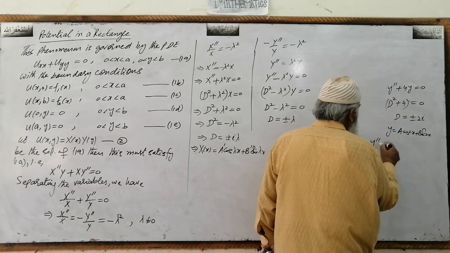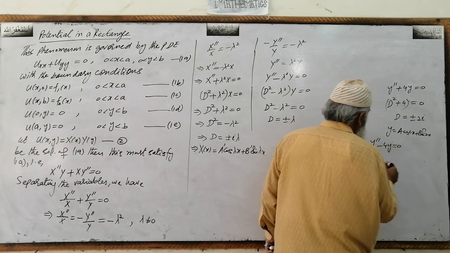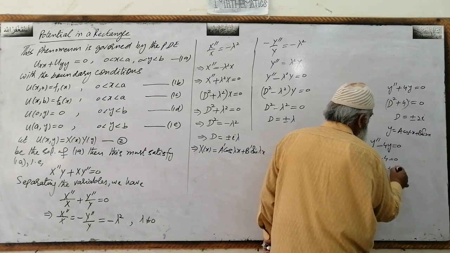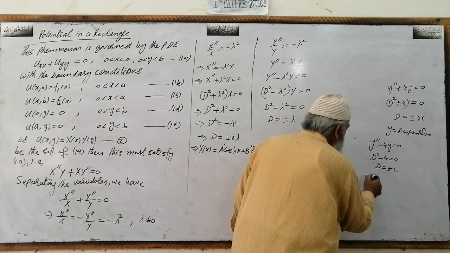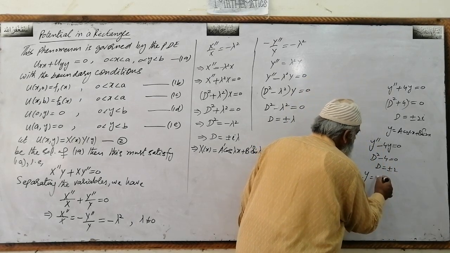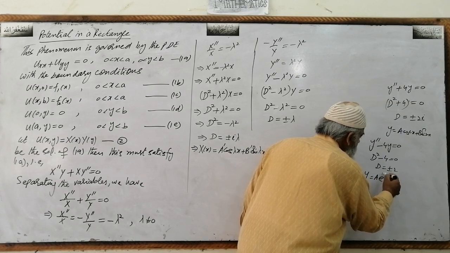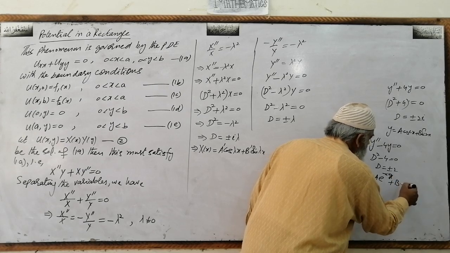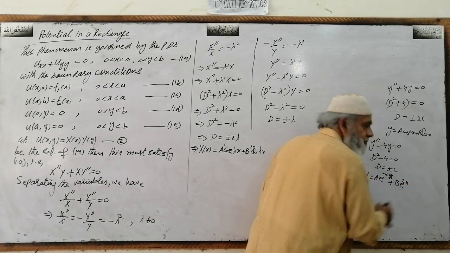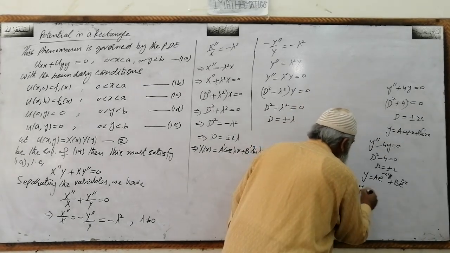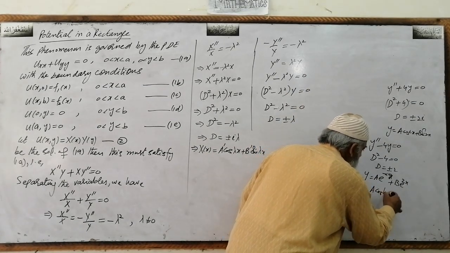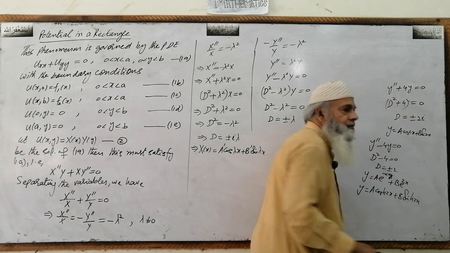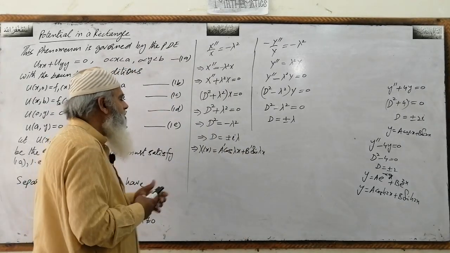How can we write two kinds of the solution? Look here. If we have y double dash minus 4y is equal to 0, its auxiliary equation is D square minus 4 is equal to 0, D is equal to plus minus 2. Now its solution will be, either you can write it as a e raised to power minus 2x plus b e raised to power 2x, and its alternative form is a cos hyperbolic 2x plus b sin hyperbolic 2x. You have already studied it.